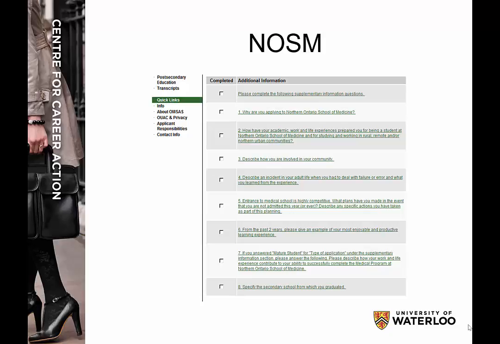In question 5, you have 1,000 characters to answer. Entrance to medical school is highly competitive. What plans have you made in the event that you are not admitted this year or ever? Describe any specific actions you have taken as part of this planning. Focus on what you will do to improve your application for next year's application cycle.